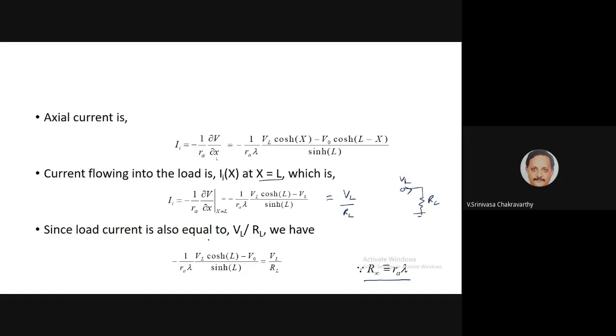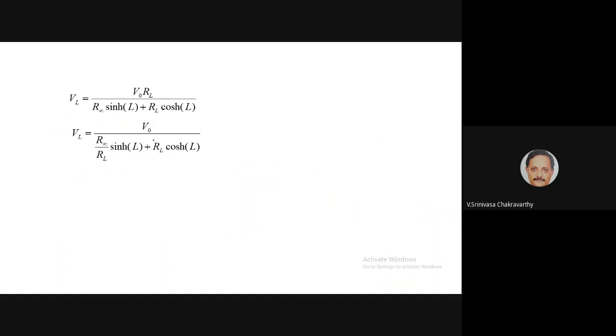V_L is equal to V_0 R_L by (R infinity sinh L plus R_L cosh L). Here we pretty much have all known quantities, except we still have this problem: V_0 is something that we assumed. We still have not expressed V_0 in terms of the other known quantities, which are the injected current I_0, R infinity, R_L and L. So V_0 is an assumed quantity, and we need to find out what it is.